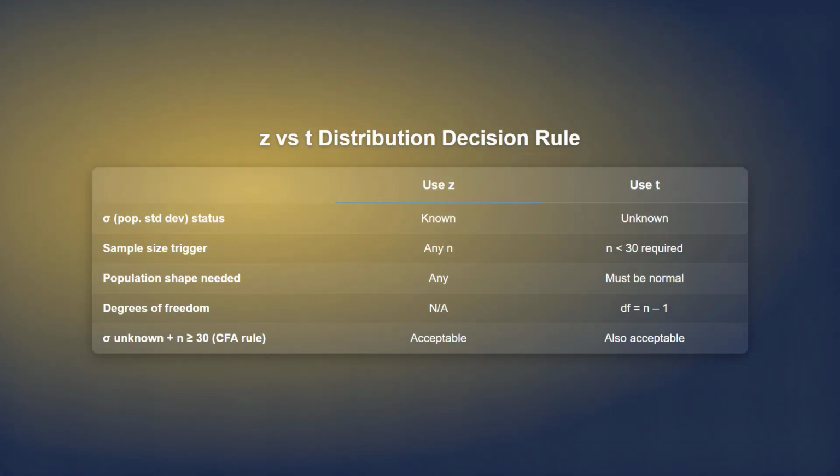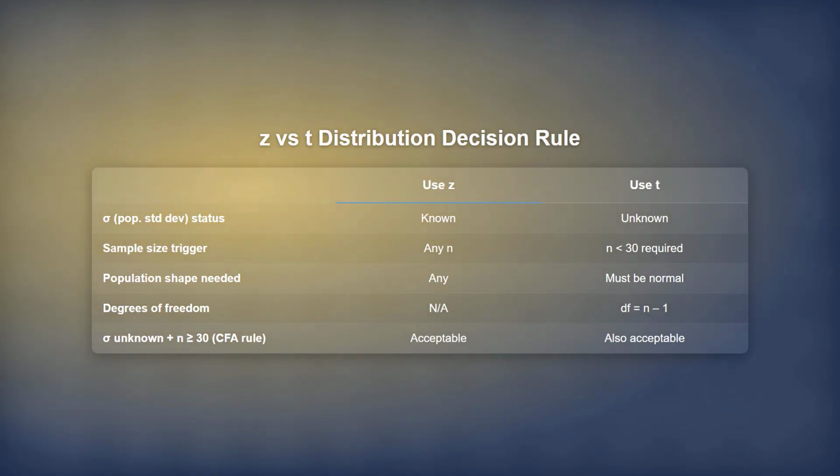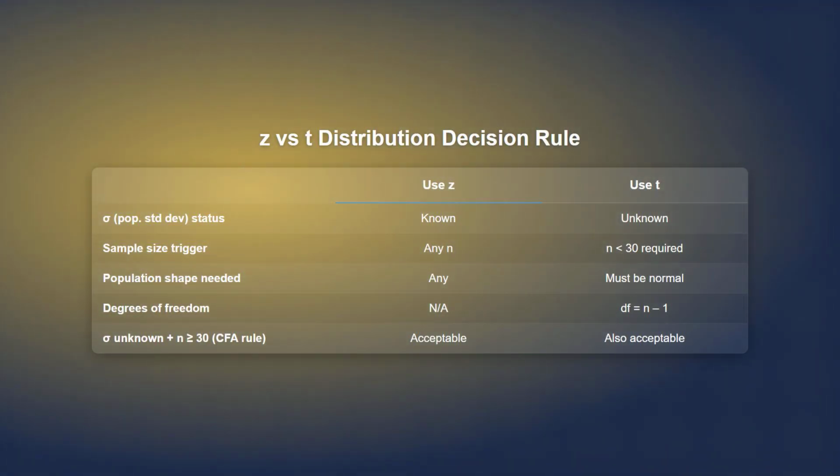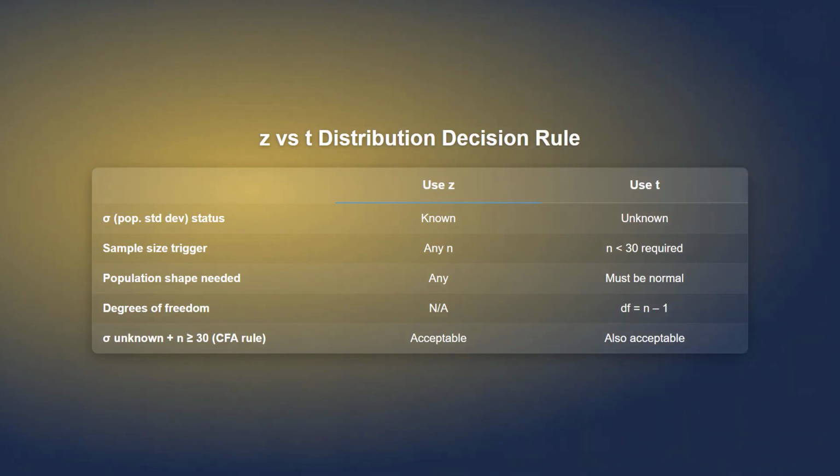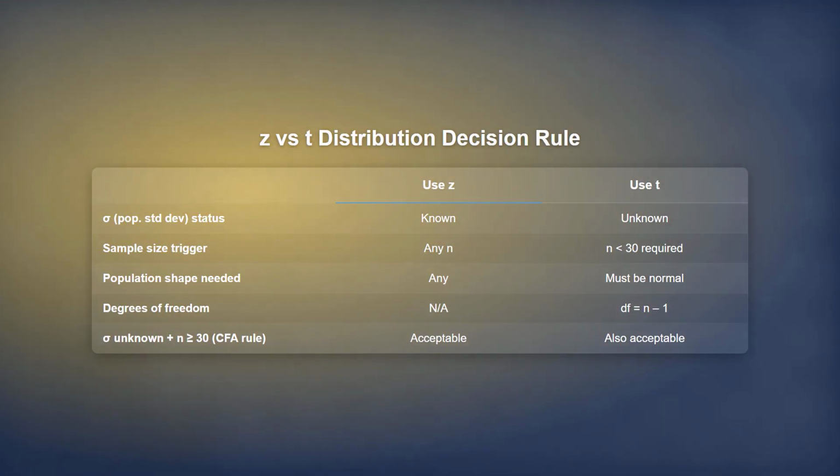Degrees of freedom for the T distribution, n-1. The exam will hand you a scenario where the population is normally distributed, variance is unknown, and n is 15. That answer is T with 14 degrees of freedom. Every time. Do not be distracted by the normal population. That justifies using t at small n, not z.